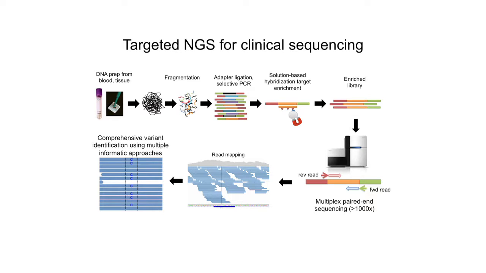You take DNA from some sample type, you fragment it, you make a next-gen sequencing library, you enrich for your targets of interest, you do pooled multiplex sequencing of multiple samples to gain efficiency, and then you do this at high depth of coverage. You map the reads to the genome, and then you use multiple informatic approaches to identify all the variants that you might expect in the sample.